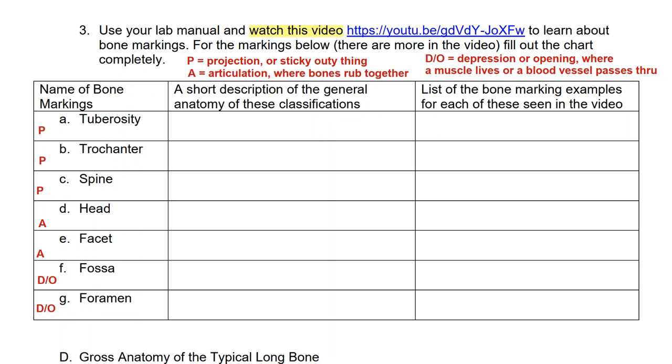Then you have articulations, which are usually shiny facets or condyles, or the shiny places where bones rub together. And then the third category he talks about are depressions or openings. And so I've just written down those letters over here. I think that's a really good and useful way to help you tell these different bone markings apart.